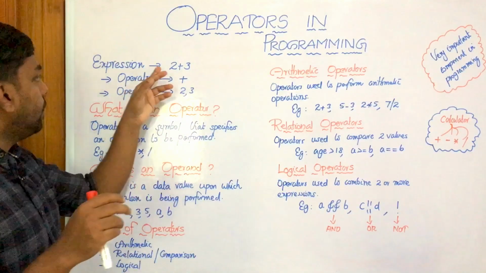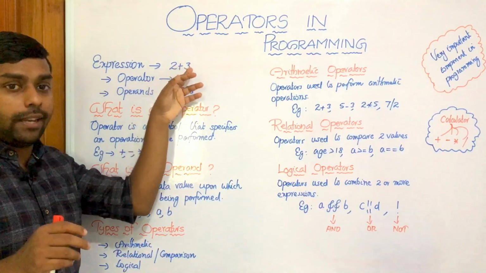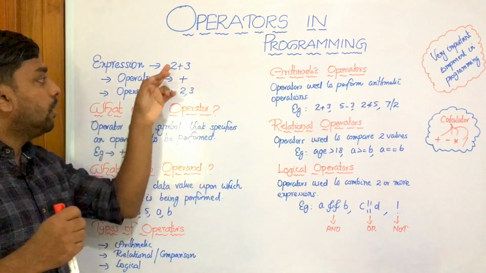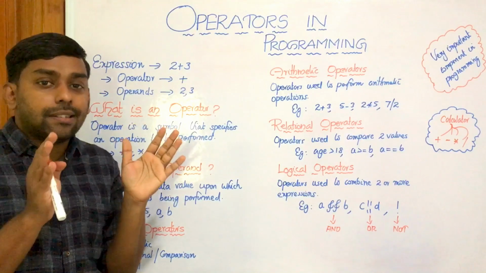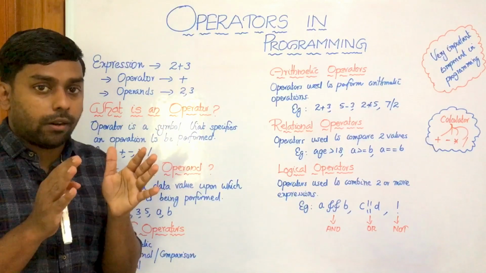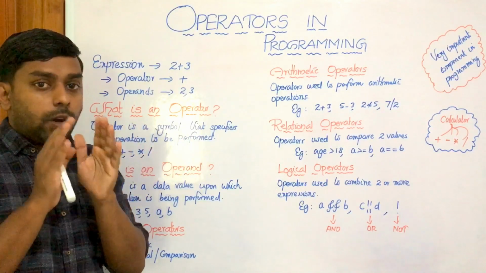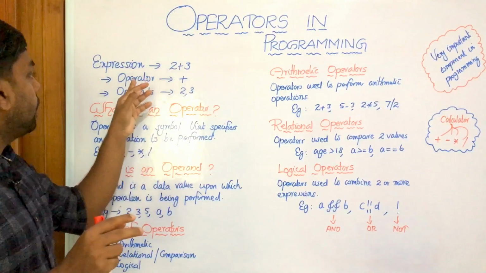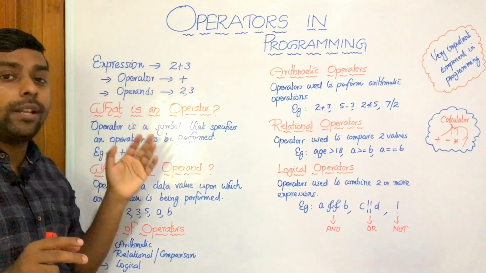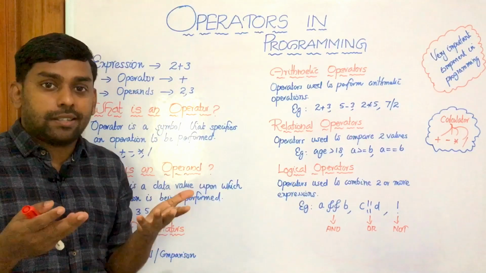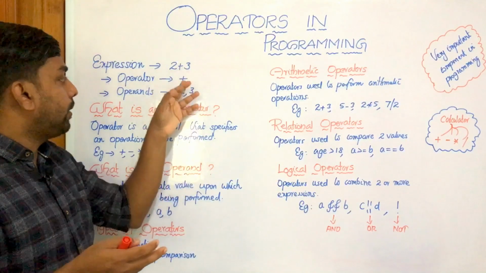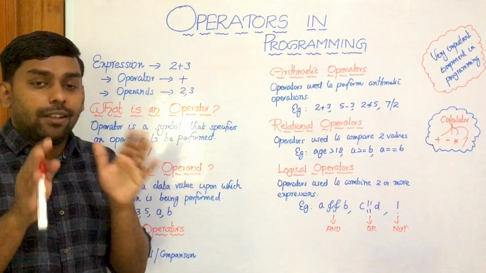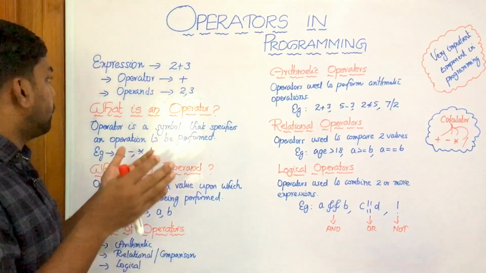That's it. So in this expression 2 plus 3, what is the operator? That is plus, right? We are using plus as an arithmetic operator, or addition operator. It is one of the arithmetic operators. So here the operator is plus. And what about 2 and 3? 2 and 3 are the operands, right? So that is what an expression is. 2 plus 3, 4 plus 3, whatever it is, okay?